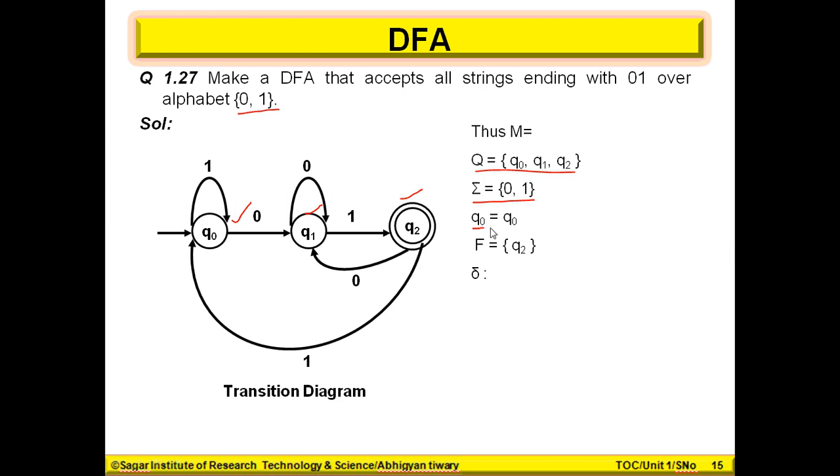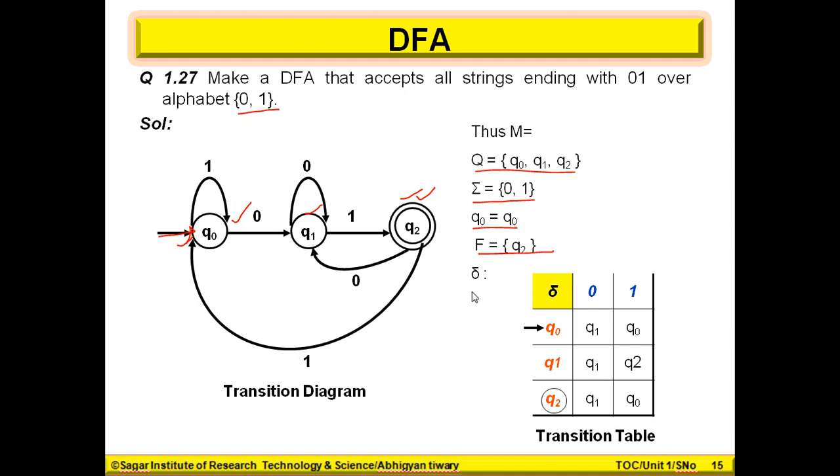Again, what do we have? This is the initial state, the starting state. We can see it by using this arrow. We have the final state, only a single final state. Final states can be more than one, but here we have only a single final state, and this is the transition function delta.